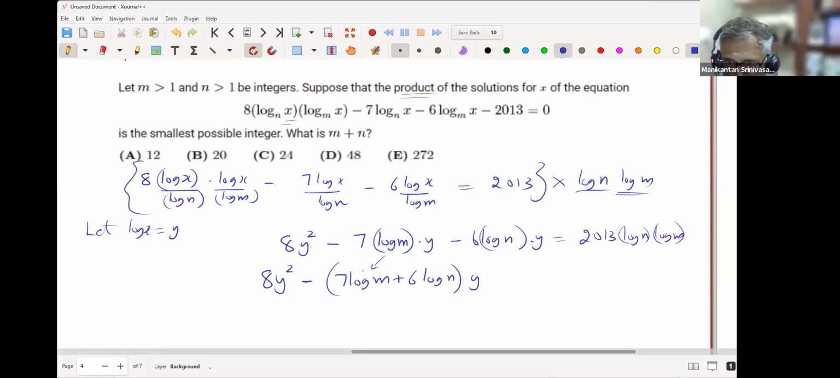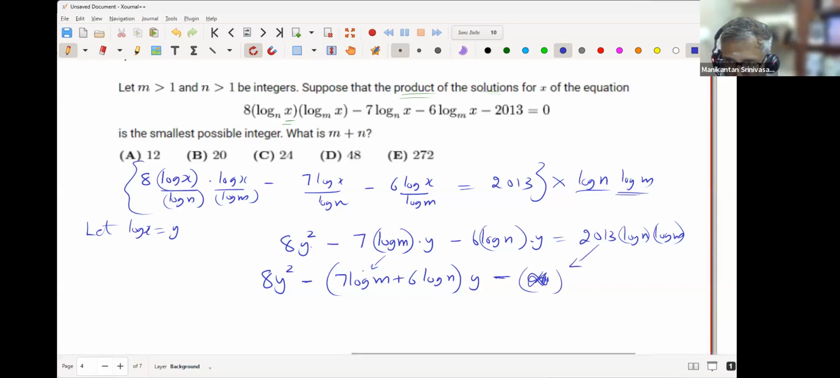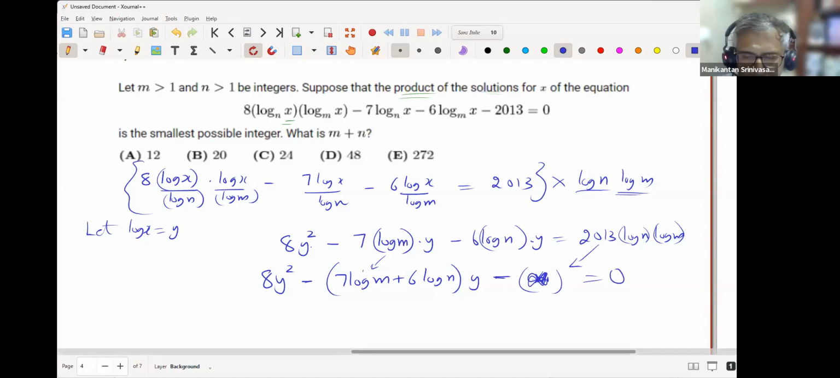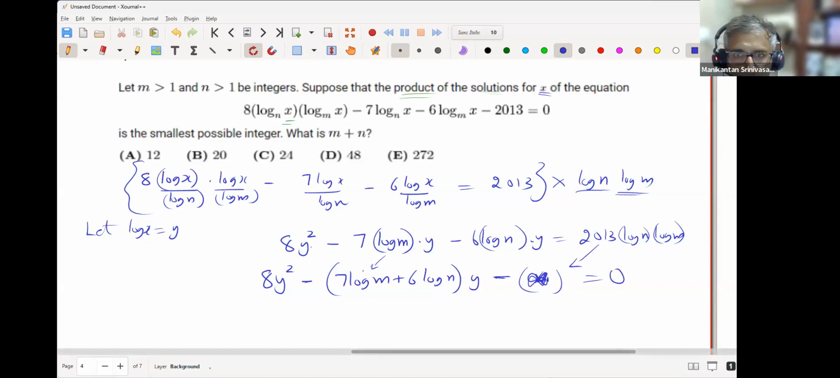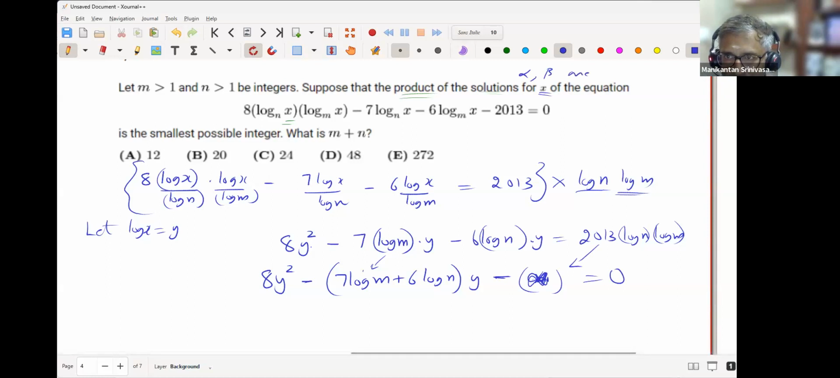And then this big clunk here, minus this entire beast, I'll just call this something, equal to 0. So this is the quadratic that we have. Now, what do I want? So he says the product of the solutions for x. So let's say alpha and beta are the roots of this equation.